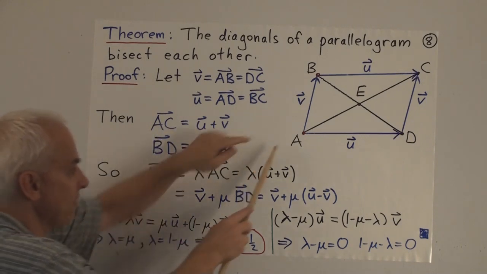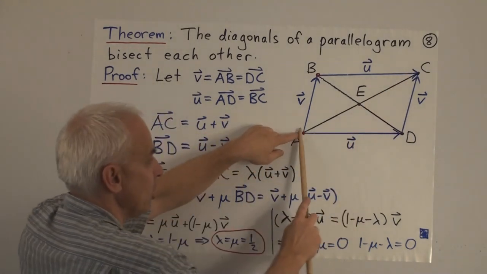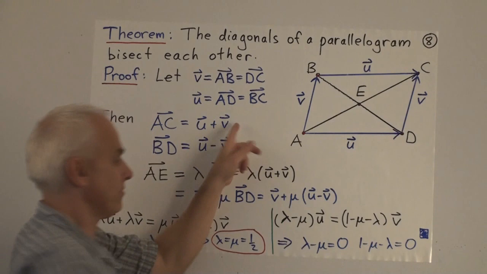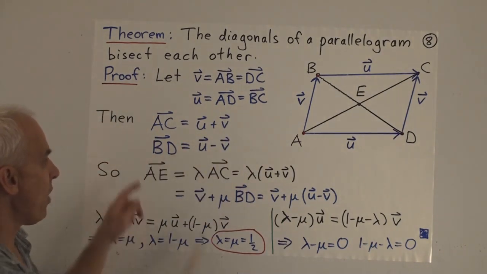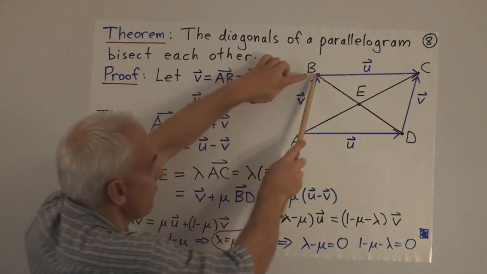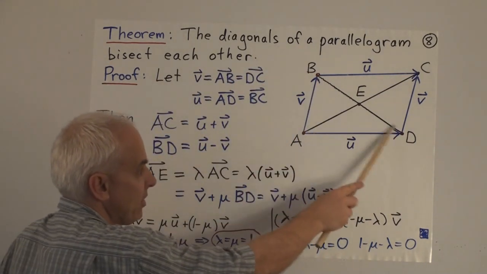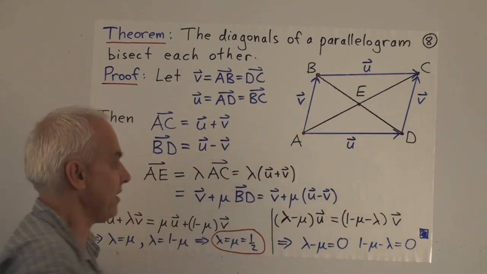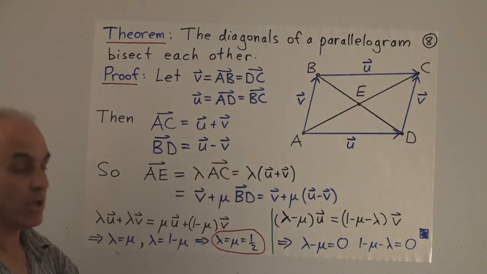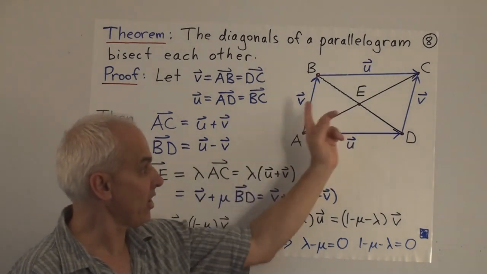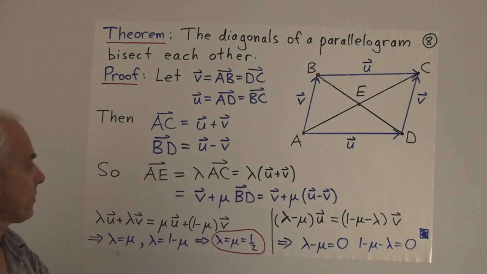Then AC, from here to here, is u plus v. While BD, from here to here, that's the difference between vectors. It's going from here to here, so it's u minus v. So it's easy to express the diagonals in terms of v and u.